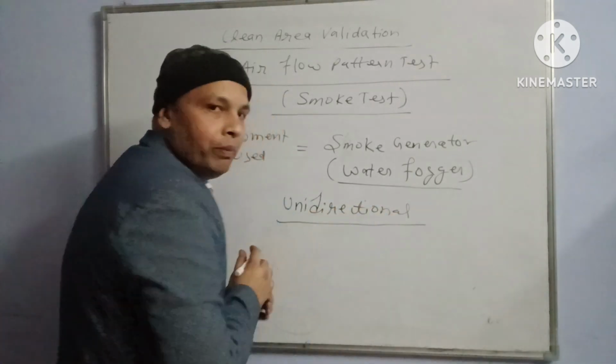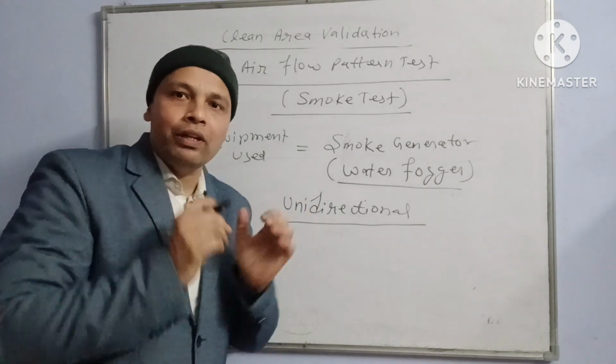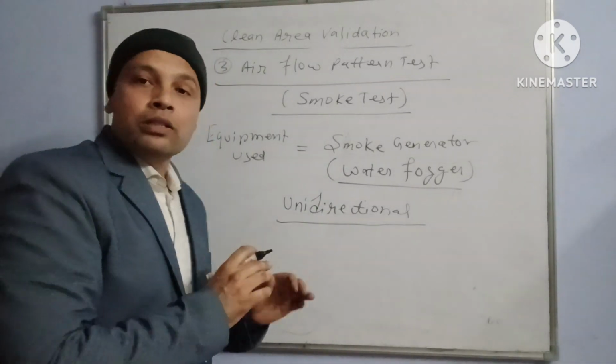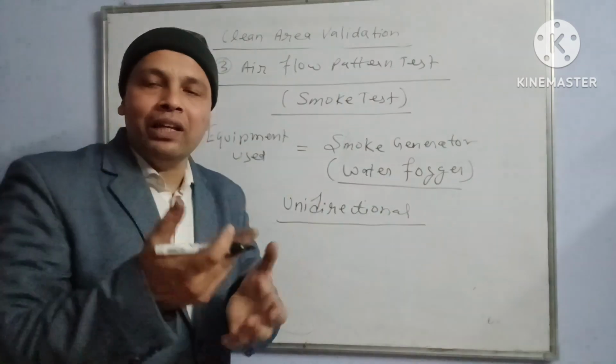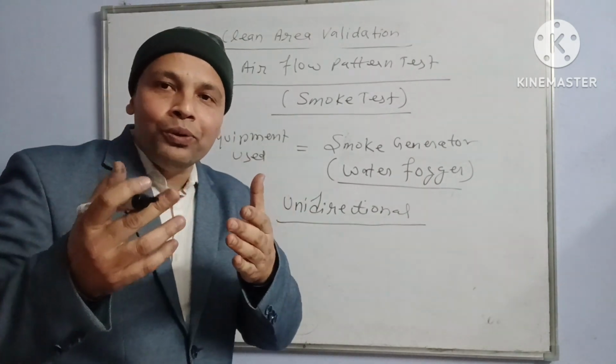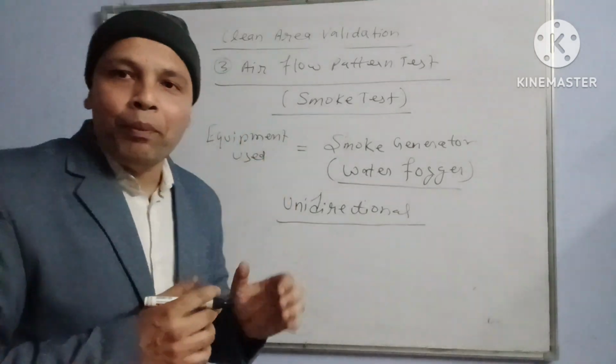Okay, flow should be unidirectional in every area. Actually, suppose we are considering a filling area, the area where we have to do this test. This test is very important actually.